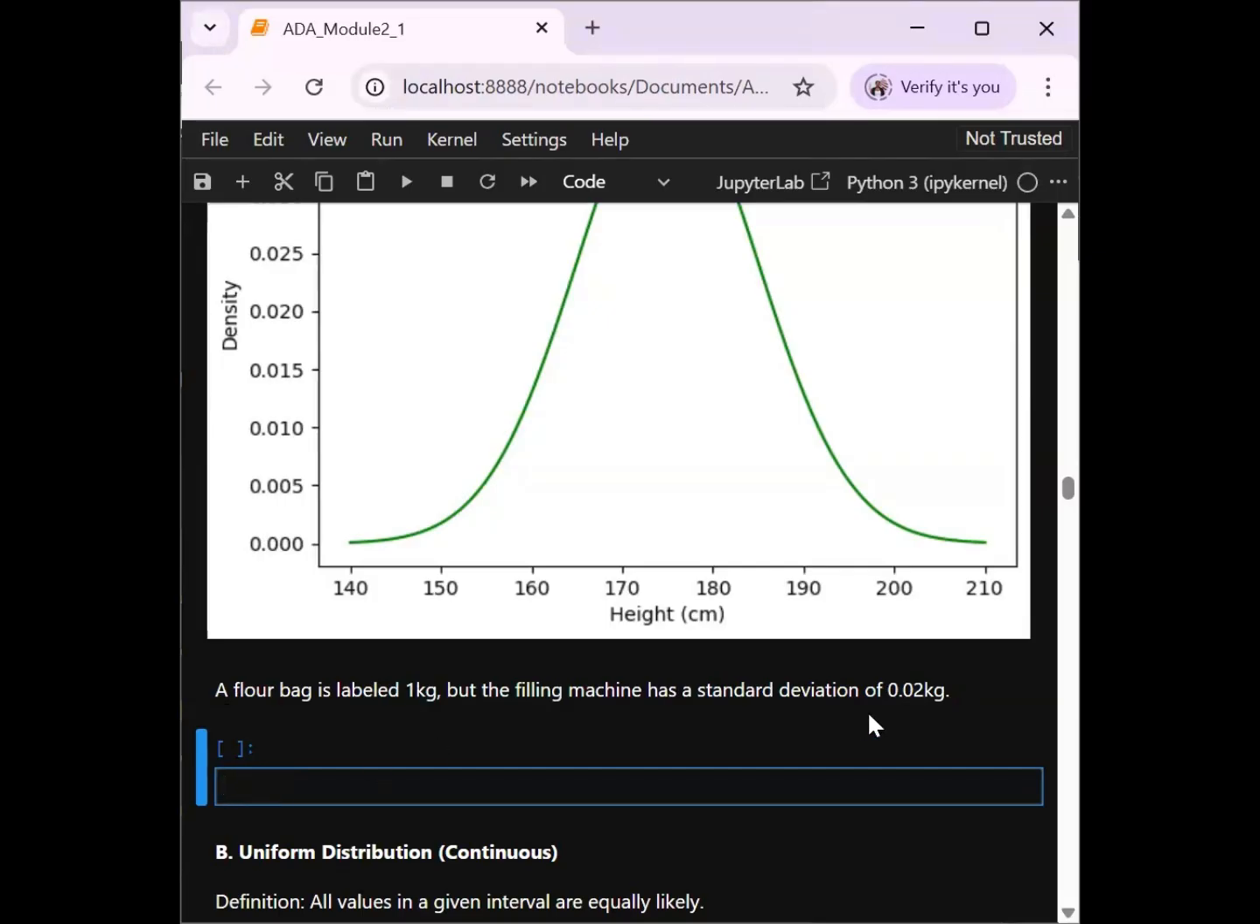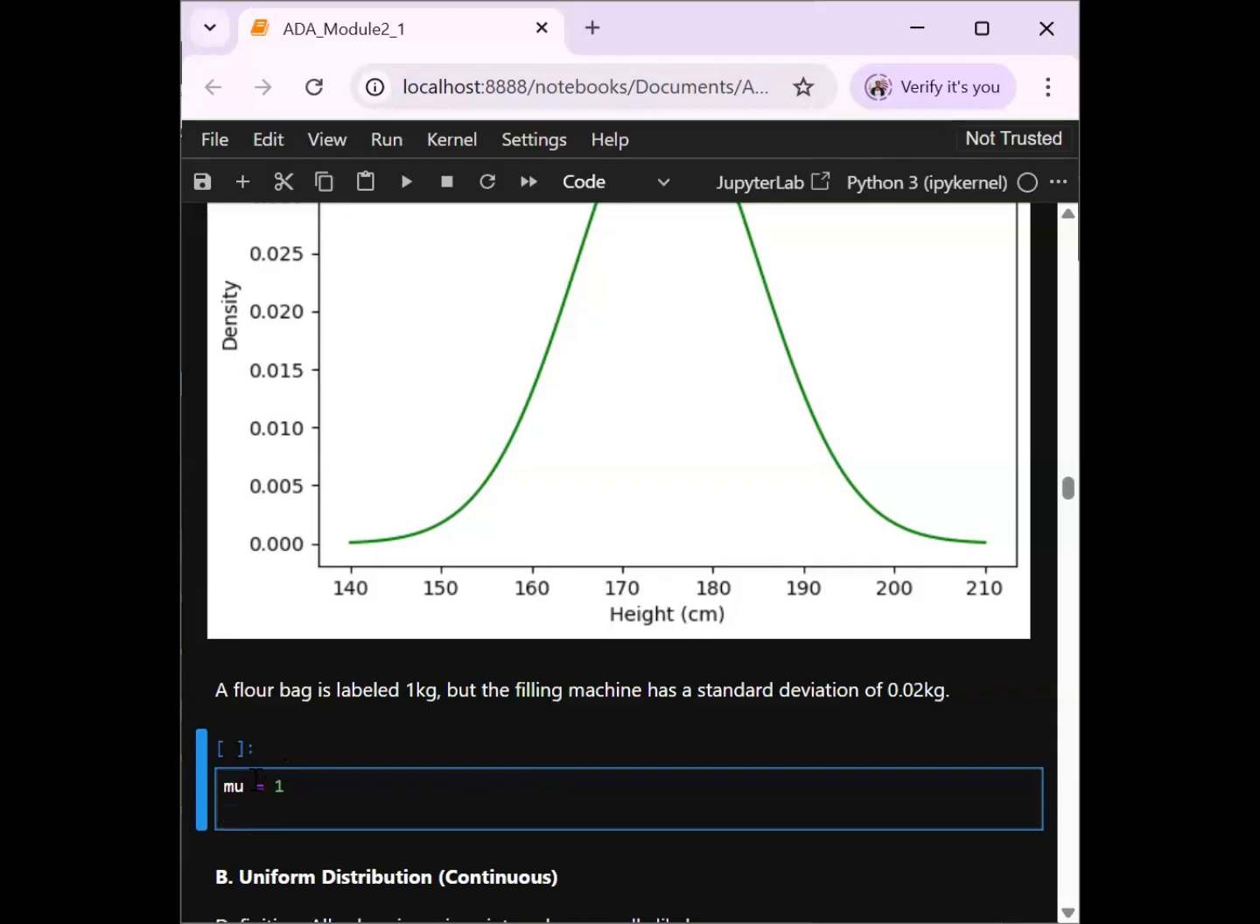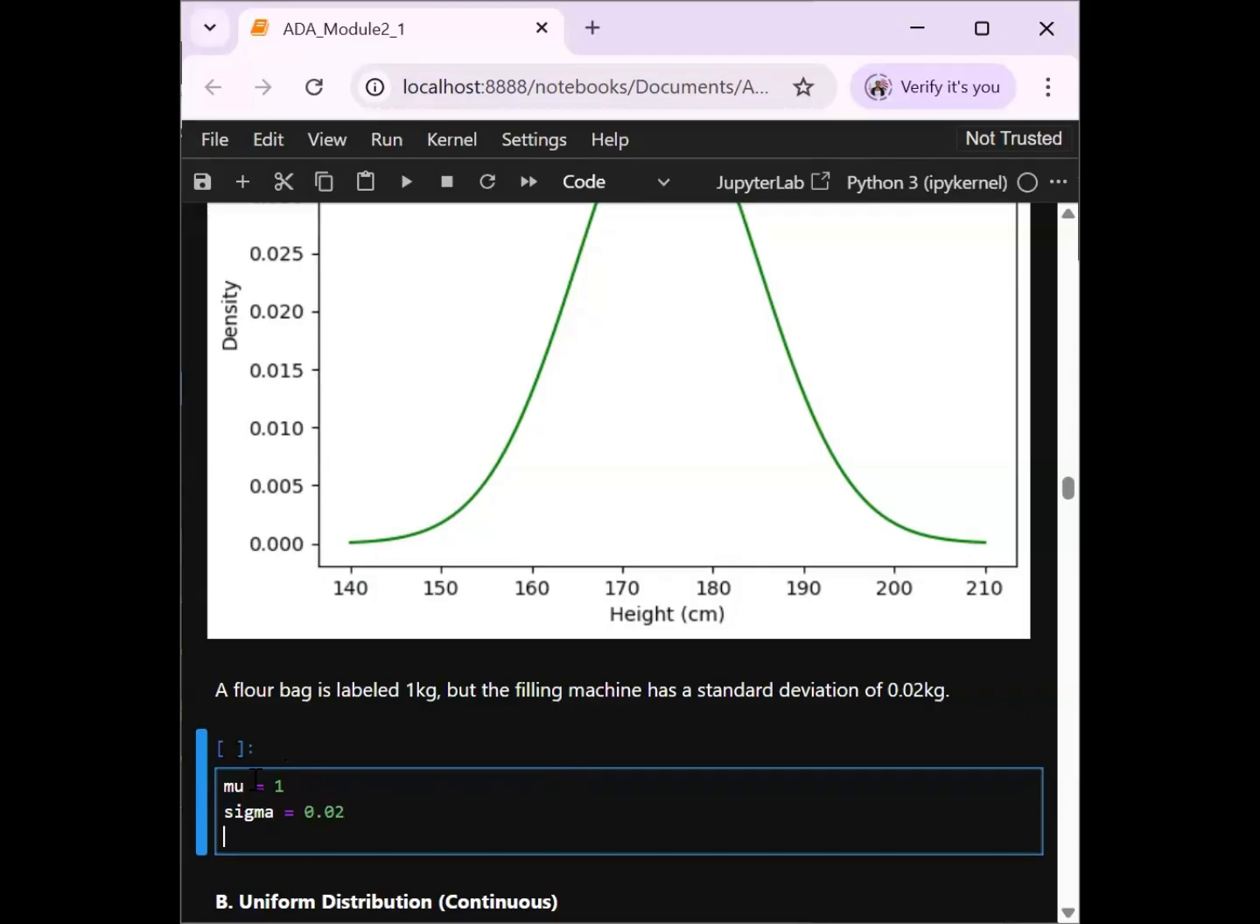Since it is explicitly said that it's the standard deviation, this is the mean, right? A flour bag means most of these flour bags will be 1 kg. But there are times, because of the standard deviation of 0.02, that it could be less by 0.02, or it could be more by 0.02. So we define our mu, which is the mean, to be 1, and our sigma, which is the standard deviation, to be 0.02.